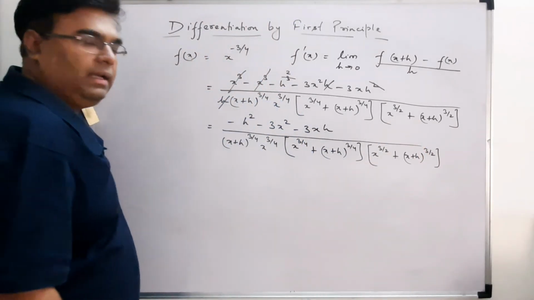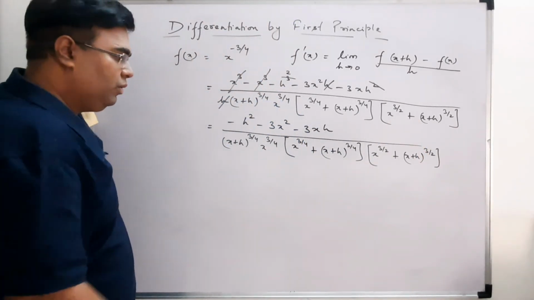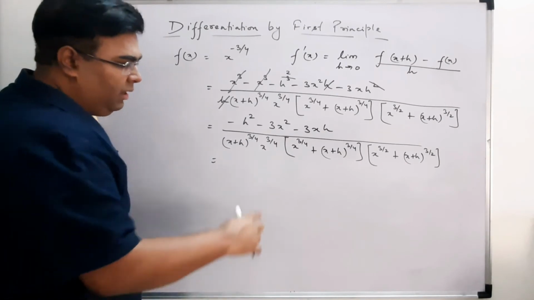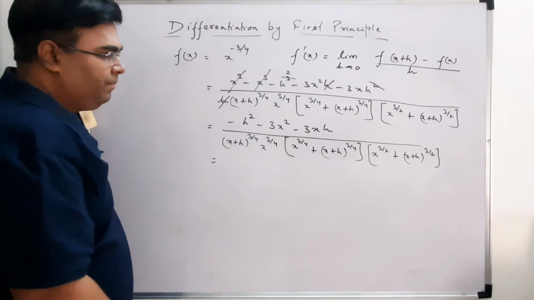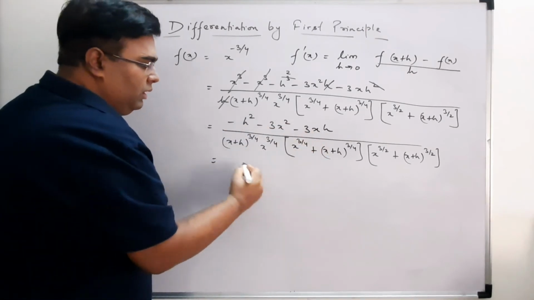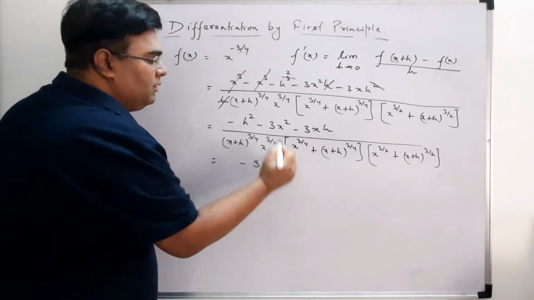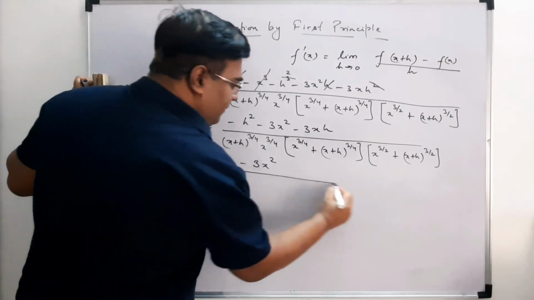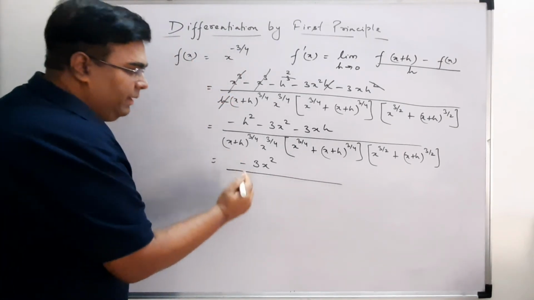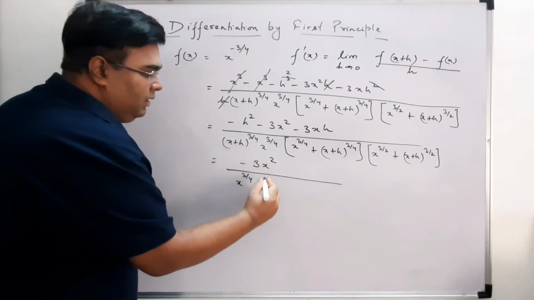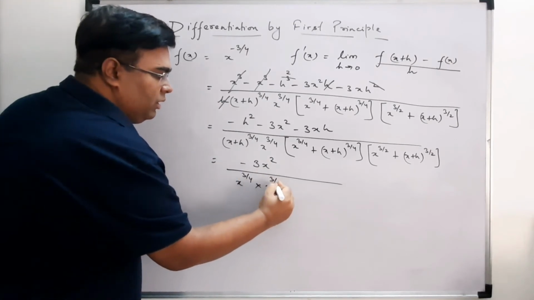Now we can put our h as 0. Why? Because there is nothing that will make the denominator 0. So if we put h equal to 0, this will become 0, this will become 0. So only the numerator will be left as 3x square minus 3x square, and in the denominator it will become x raised to 3 by 4, because h will be 0. Then x raised to 3 by 4 again.